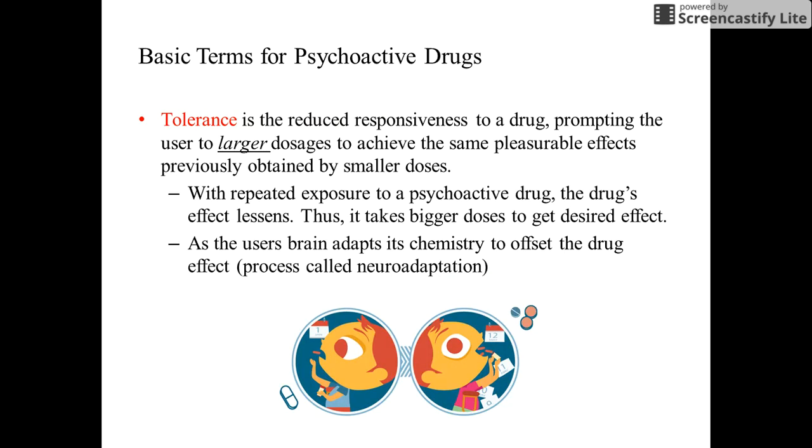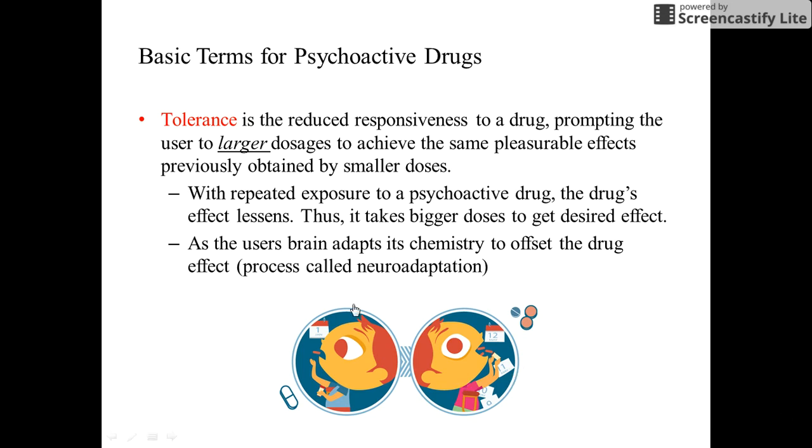Basic terms you need to know for psychoactive drug. The first one is tolerance. Tolerance is the reduced responsiveness to a drug, prompting the use of larger doses to achieve the same pleasurable effects previously attained by a smaller dose. So, in other words, with repeated exposure to the psychoactive drug, the drug effect lessens. Thus, it takes a bigger dose to get the same desired effect, as the user's brain adapts its chemistry to offset the drug effects. This is known as neural adaptation.